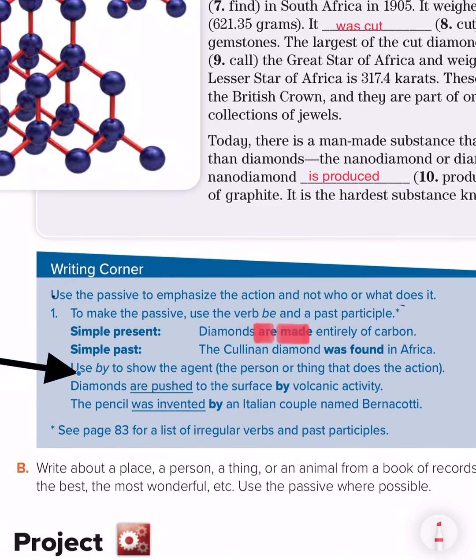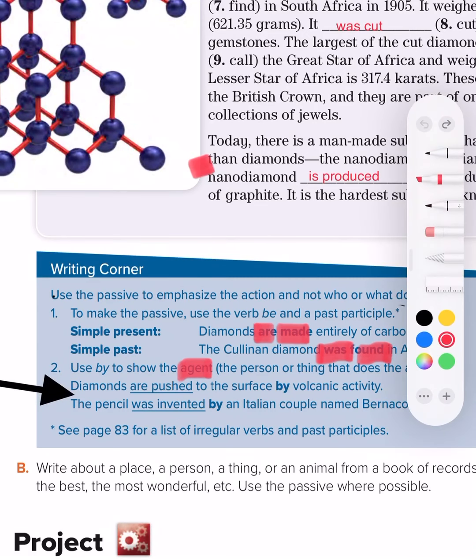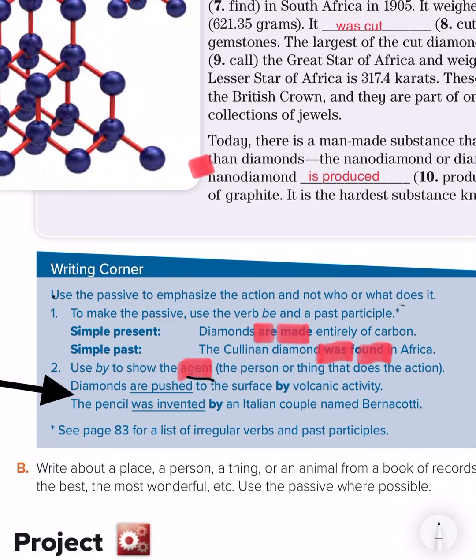Then look what do we have here. Use by. Also here, look what do we have here. Was, then the past participle. Use by to show the agent. So what does agent mean? It means the person, okay? The person who makes this thing, who does this action. Diamonds are pushed to the surface by... So who is the agent? So we will say by volcanic activity. By volcanic activity. So we use by here.